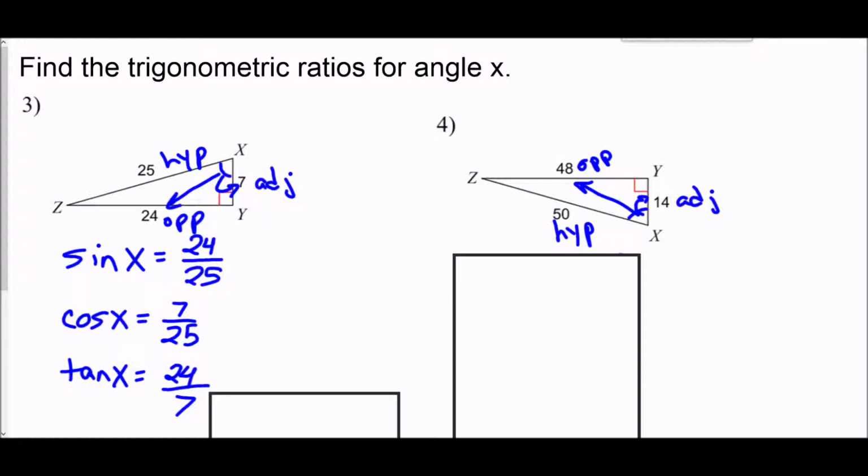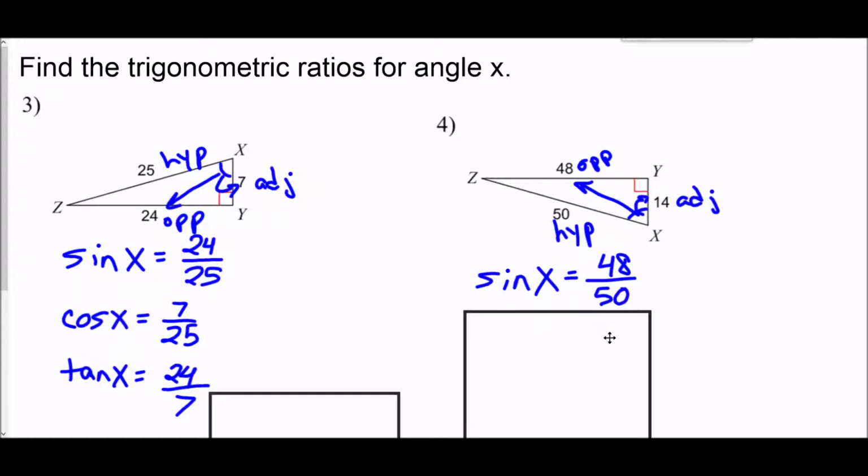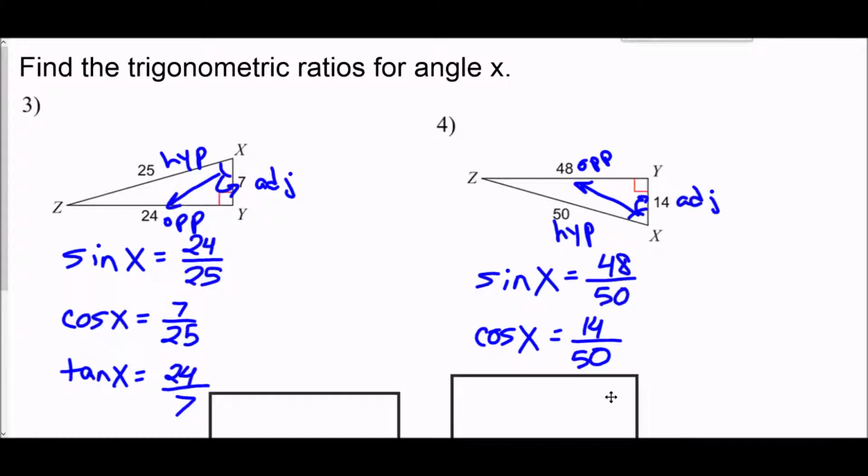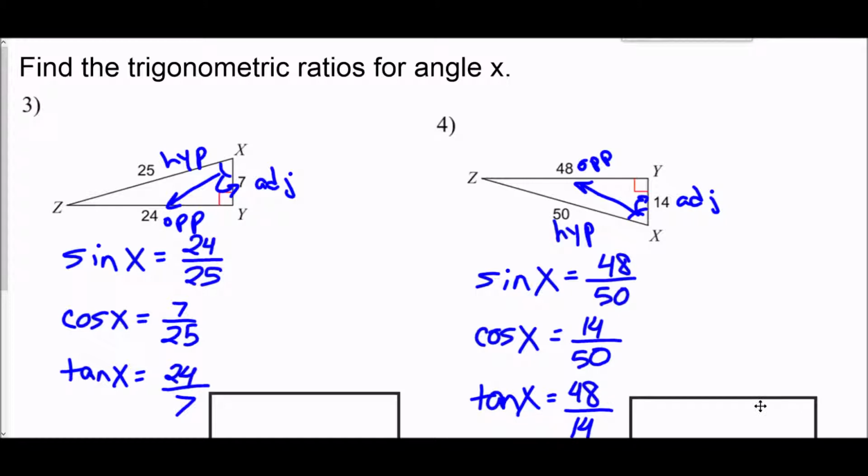So sine is opposite over hypotenuse, 48 over 50. Cosine is adjacent over hypotenuse, so 14 over 50. And tan is opposite over adjacent, 48 over 14.